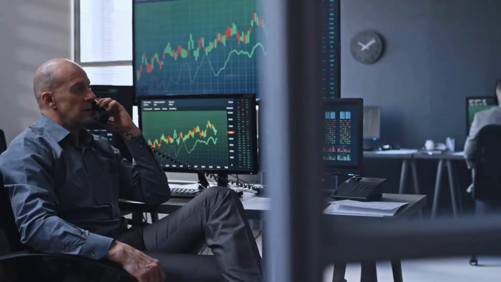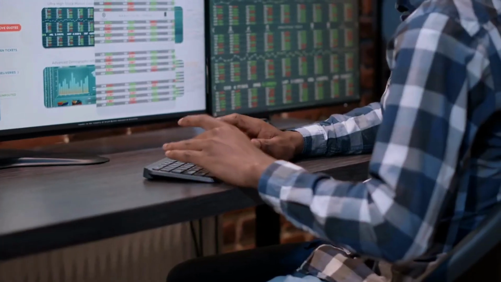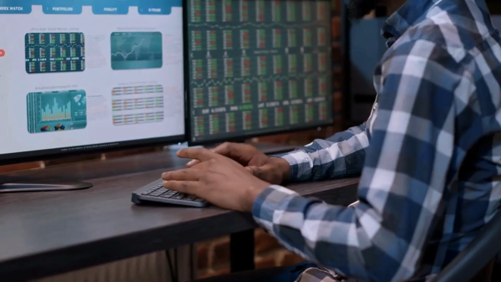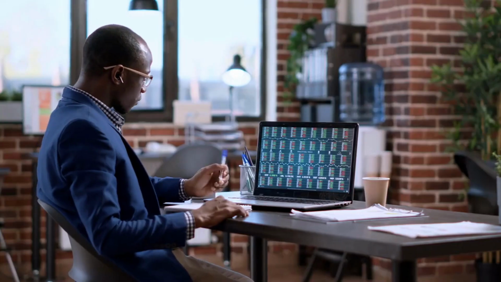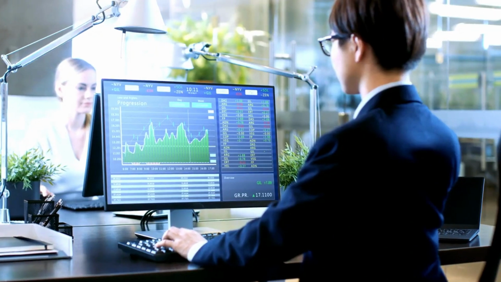Diversification is the ultimate safety net in investing. Imagine putting all your money in one stock, only to see it plummet due to unforeseen events. Spreading your investments reduces this risk.